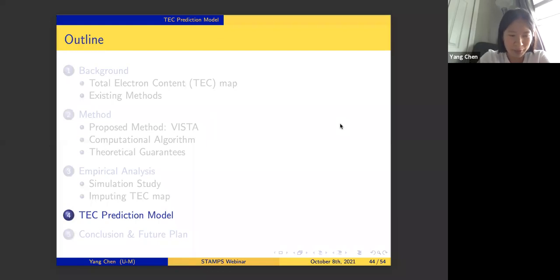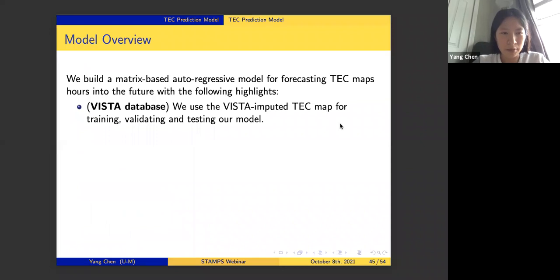I'll briefly talk about our ongoing work on the prediction model for total electron content maps, because all of the previous results are showcasing how we do the imputation for the videos. So in general, what we want to do is to build a matrix-based autoregressive model for forecasting TC maps hours into the future with the following highlights.